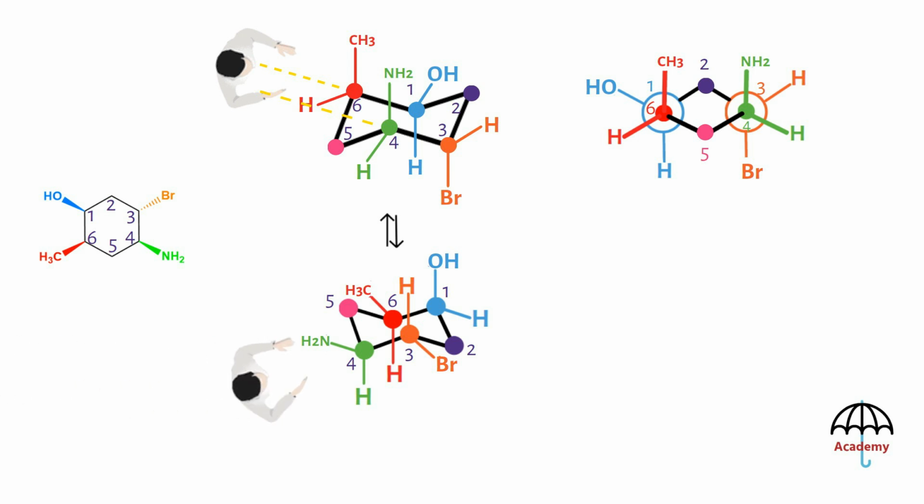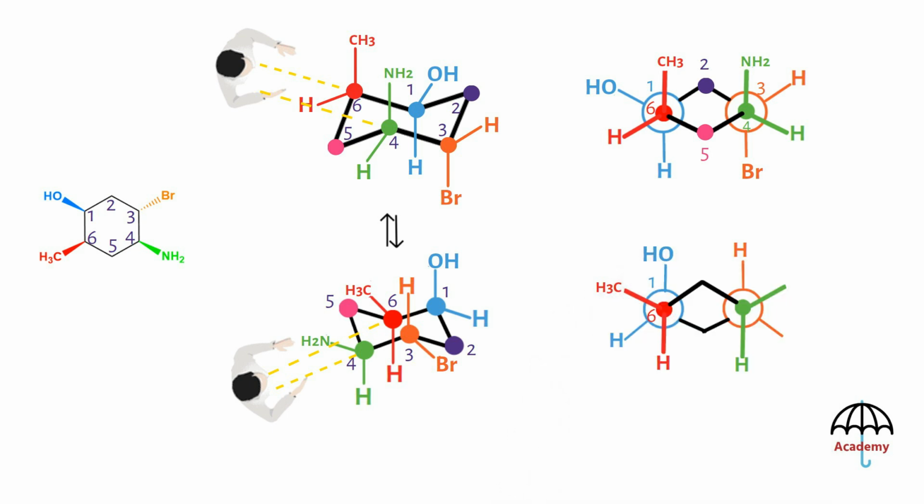Again look through C6-C1 and C4-C3 bond. The Newman projection looks like this. Methyl on C6 is now equatorial up. Hydroxyl on C1 is now axial up. Amino group on C4 is equatorial up. And bromine on C3 is equatorial down position. C5 is on front and up. C2 is on back and down.